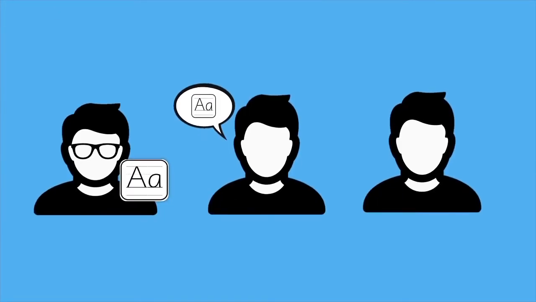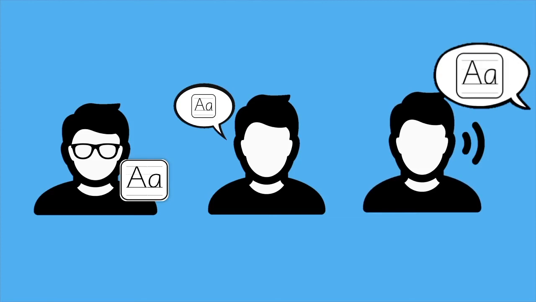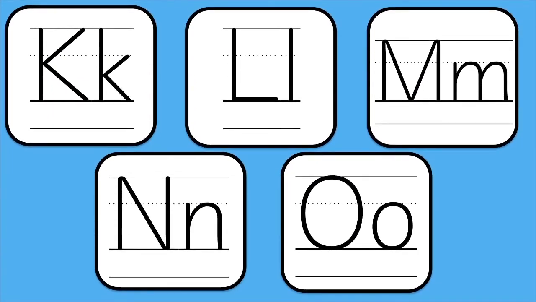So next, look at the letters. When you see a letter flash, please say the sound. Then listen and check the answer. Here we go. K. O. L.